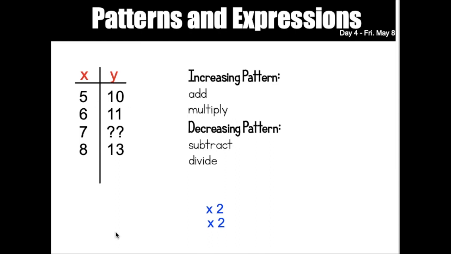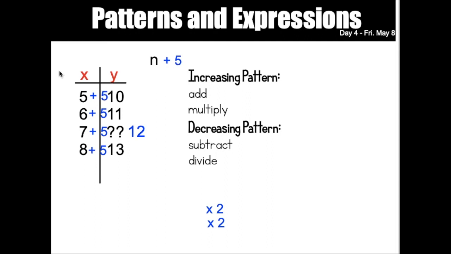What do you add to 5 to make 10? I can add 5. Let's see if that rule applies. Again, is 6 plus 5 11? Yes. Let's check on the other number we know. Is 8 plus 5 13? Yes, so I should be able to apply this rule to find the missing number. 7 plus 5 is 12. So my pattern rule is to add 5, and I can write that with a variable. So n plus 5. Whatever number is x, I will add 5 to get the y value.